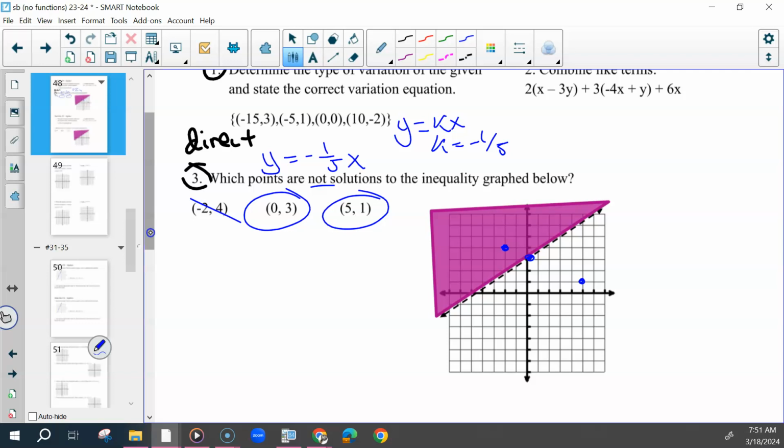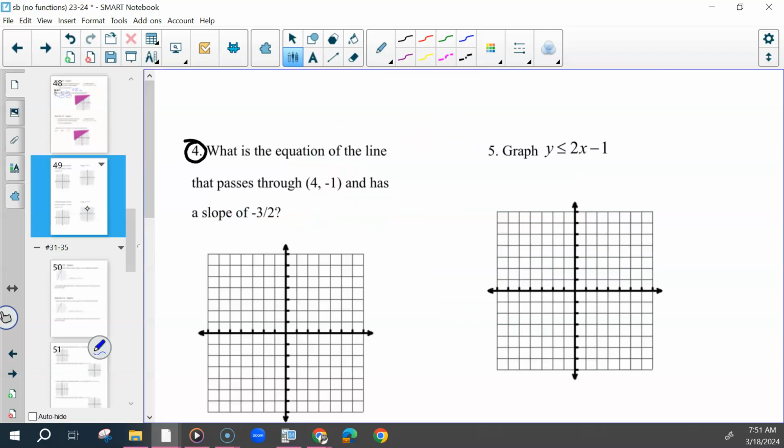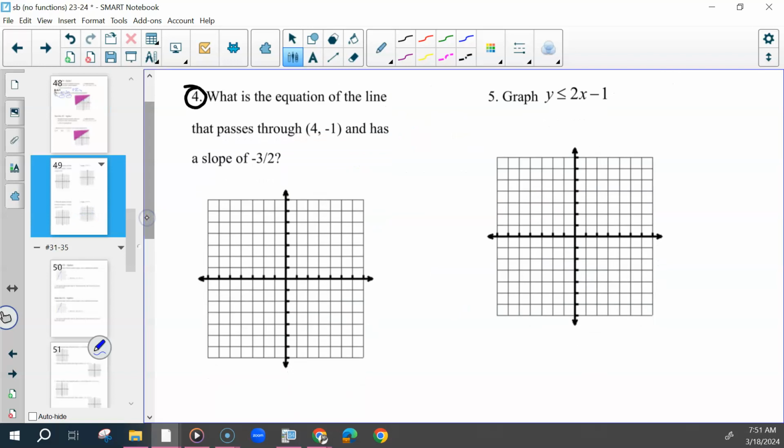And then number 4 can be done on Desmos. I'll show you that afterwards, but you could really just use the graph. You could also do it algebraically. So if we're looking for the equation that passes through this point for negative 1 and has a slope of negative 3 over 2, if I go up 3 and left 2 and I keep doing that, I end up on the y-axis, and then I could write my equation. Y equals negative 3 over 2x plus 5.